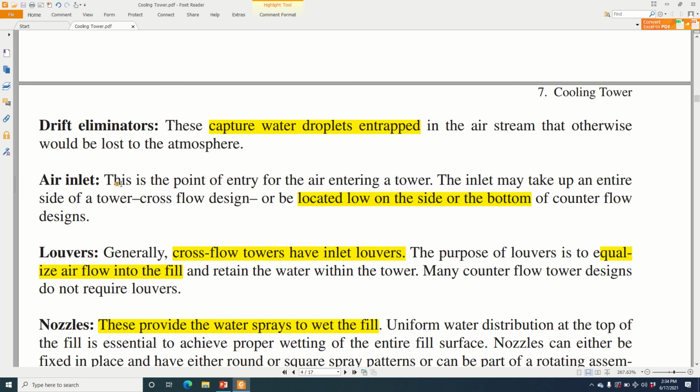And the next component is air inlets. Air inlets are the point of entry for air into the cooling tower. The inlet may take up an entire side of a tower. So normally air is taken into the cooling tower from sides or from the bottom.